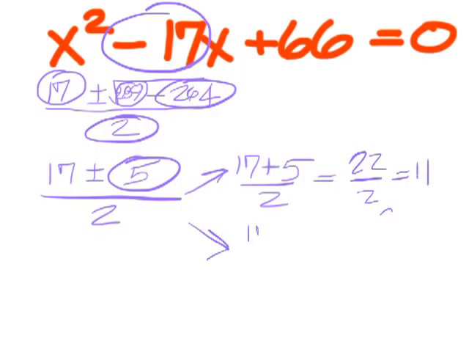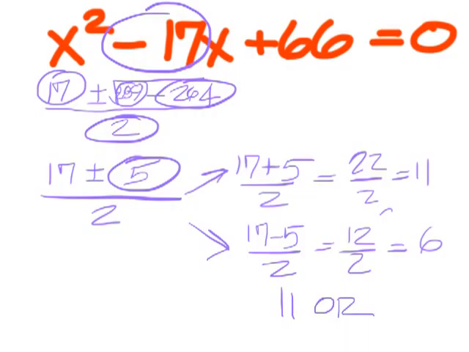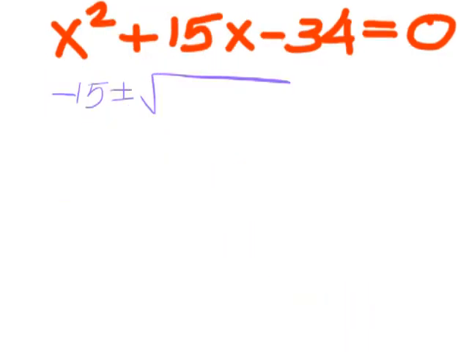Now I want how you're going to write the answer. We get 12 over 2, which is 6, but how do I write the final answer? What is the right way to write the final answer? 11 or 6? There we go, it helps to record.